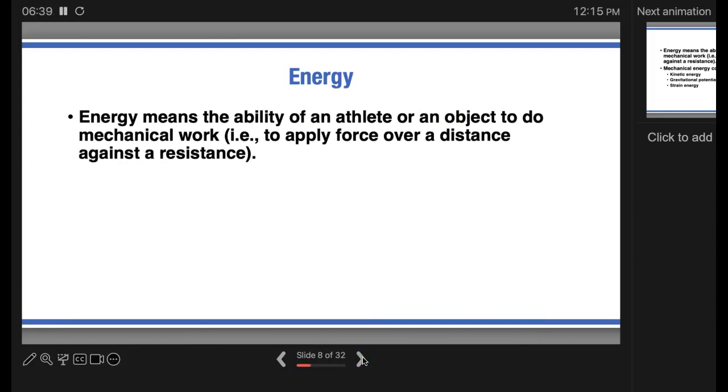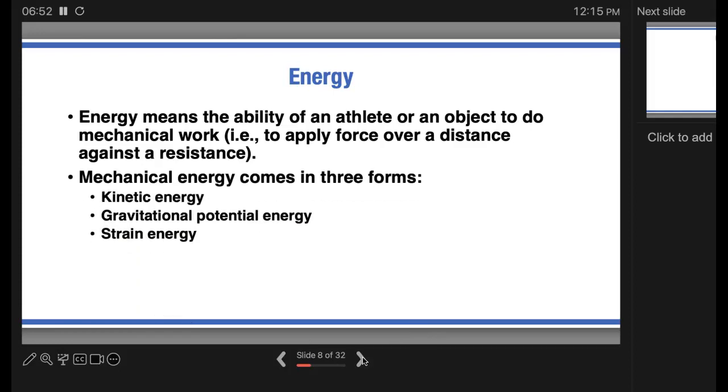To do mechanical work or apply it over a specific distance. Mechanical energy comes in three different forms. You can have kinetic energy, and you can have gravitational potential energy. So if I were to drop my phone, it's sitting on the edge here, it has potential energy from gravity.